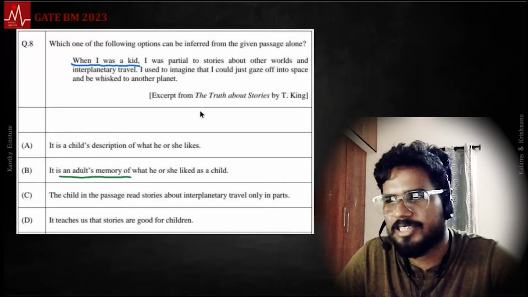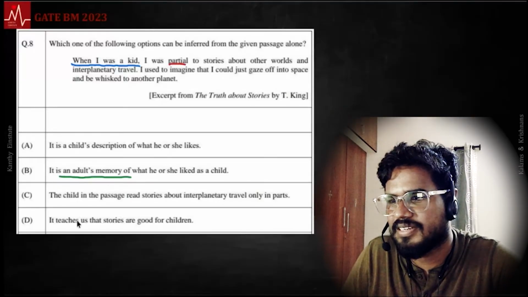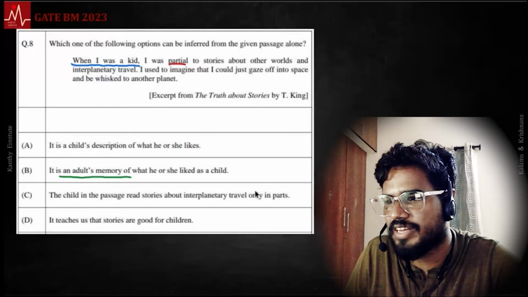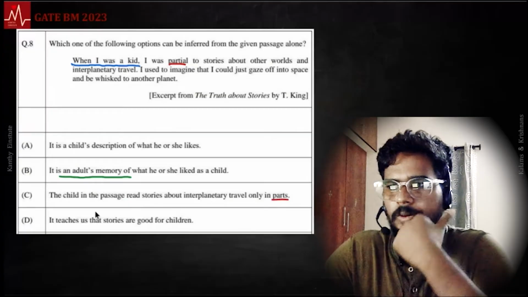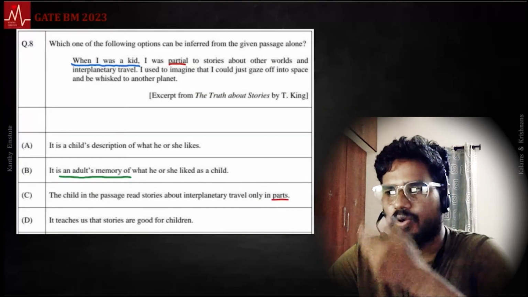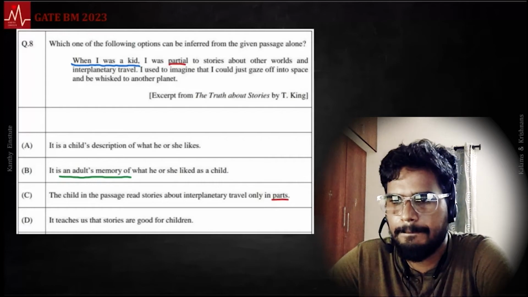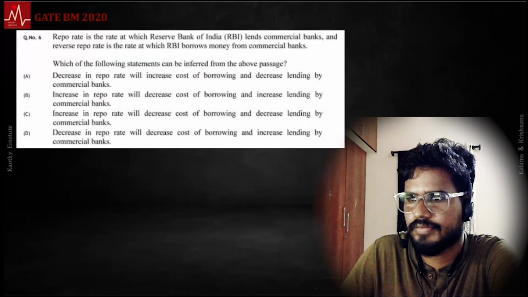My eagle eyes, spiders ones didn't fall for any of this partial story. There is this part, this only in parts and all that. No. Adult is talking about his past, his memory, what he or she liked as a child. I didn't answer that.